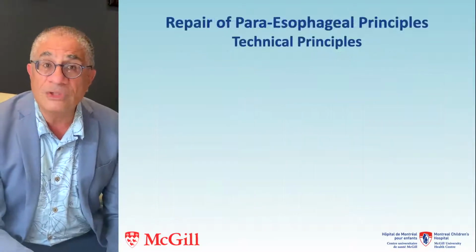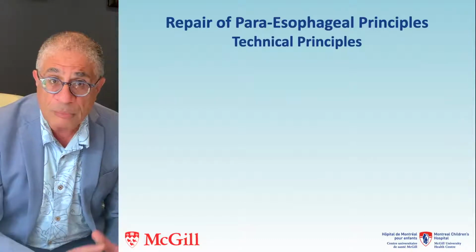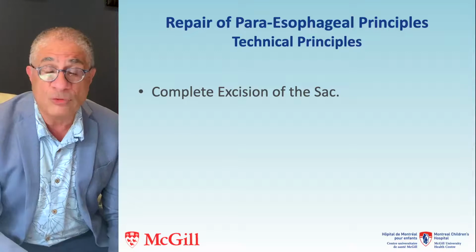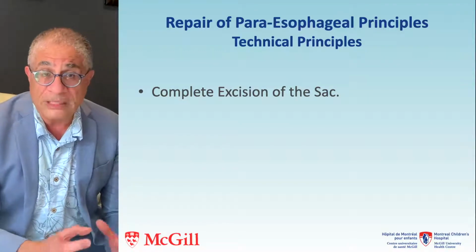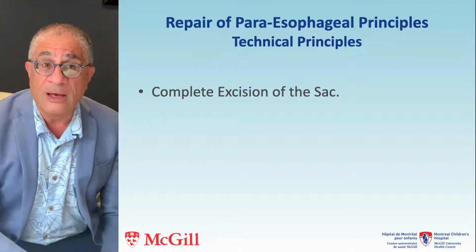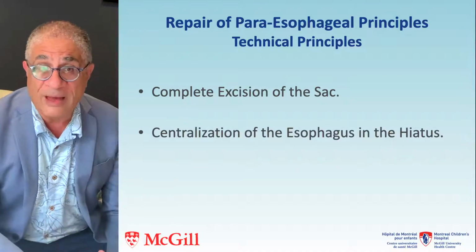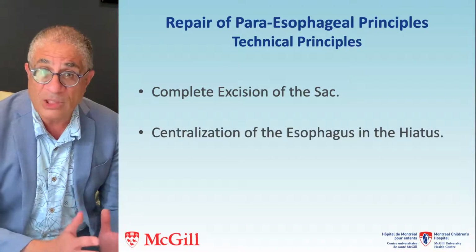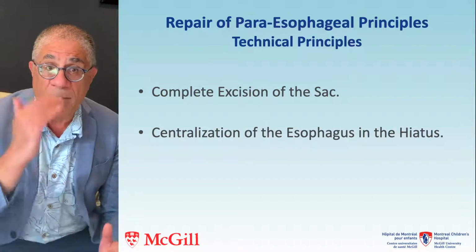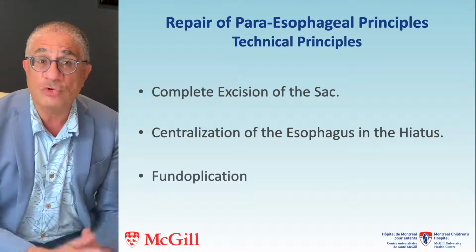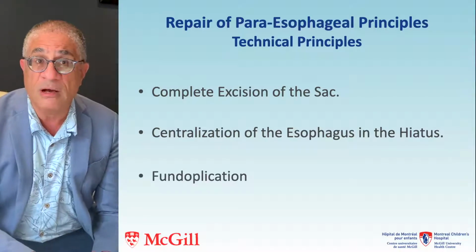There are some important clinical principles or technical principles when you operate on these hernias. They often have a very redundant sac that really has to be excised to completely reduce the viscera and to repair the hiatus. The esophagus is almost free-floating within the hiatus, so it really has to be centralized. That means you have to close the hiatus above and below so you don't twist or kink the esophagus. And a fundoplication is typically needed because of reflux.